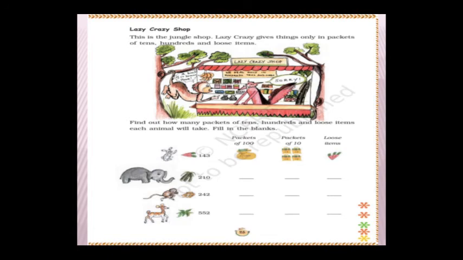See here, the shopkeeper gives things only in packets of hundreds, packets of tens, and loose items. Like that only the shopkeeper will give the items. So find out how many packets of hundreds, tens, and loose items each animal will take. Fill in the blanks. For example, see, rabbit is already done. So you have to do it for elephant, monkey, and deer. Let us see.